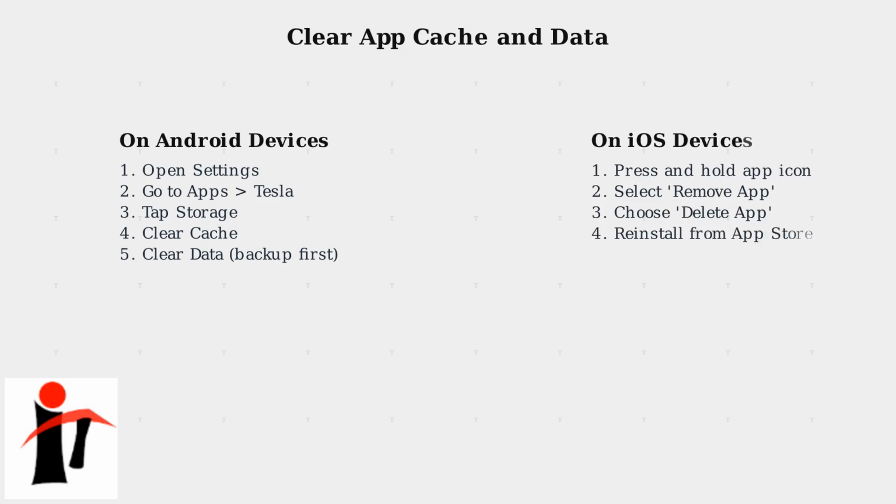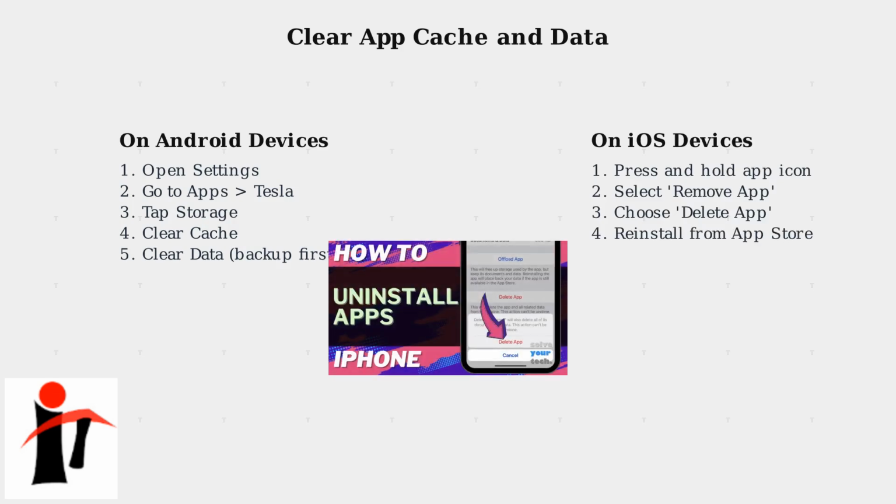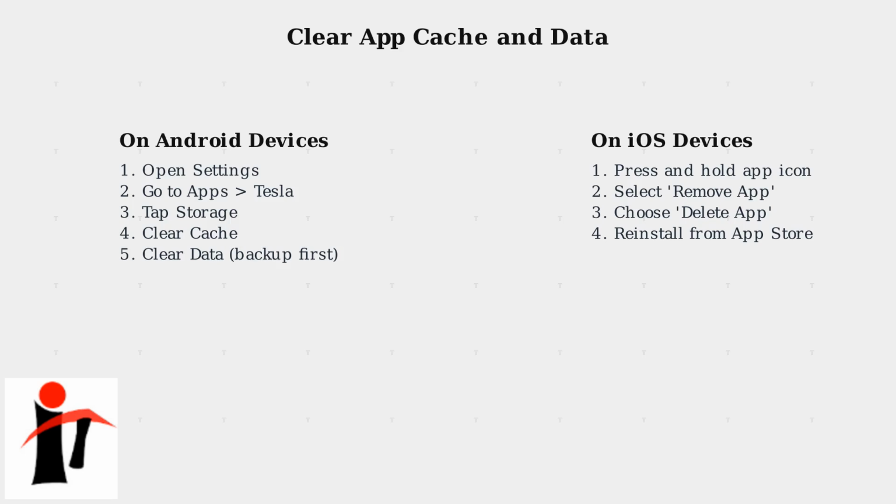On iOS devices, you may need to uninstall and reinstall the app to achieve the same effect. Press and hold the Tesla app icon, select Remove App, choose Delete App, then reinstall from the App Store. These troubleshooting fundamentals address common sync disruptions without requiring advanced technical knowledge. Clearing cache, force quitting the app, or resetting network settings can often restore proper data visibility.